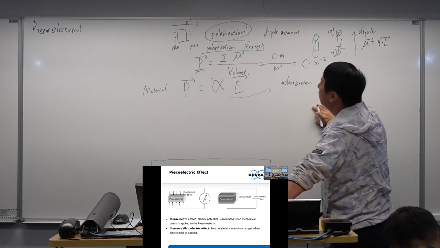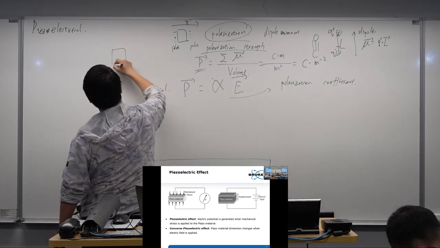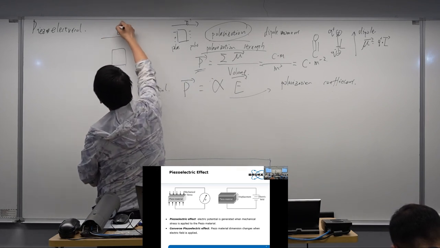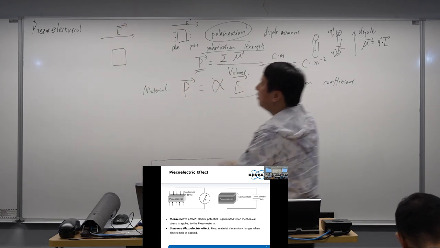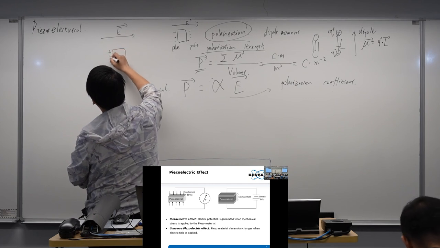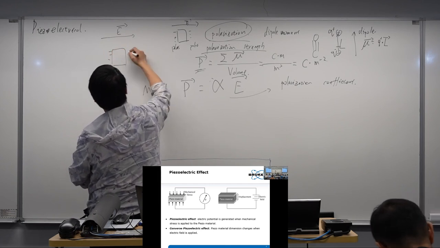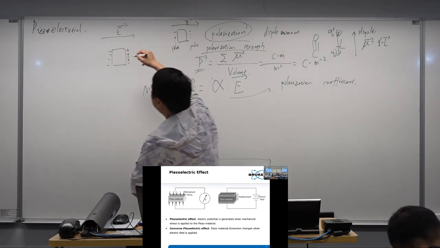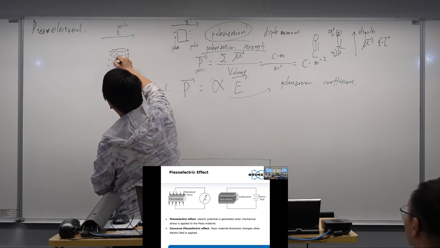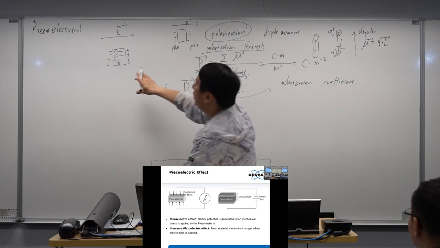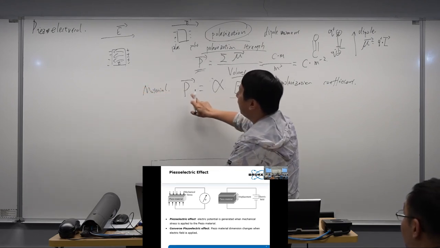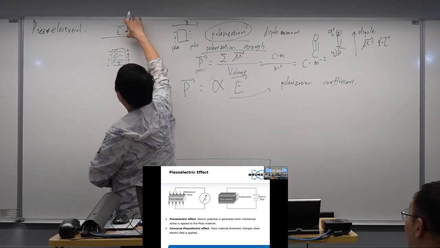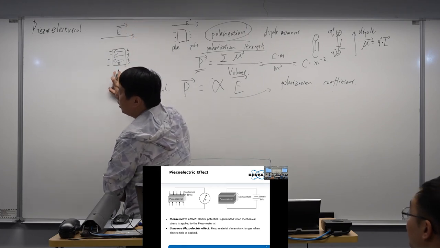Okay, when we have a material, if we apply an external electric field on it, then this material itself will be polarized, and it will contribute an internal electric field. This internal electric field is described by P. So inside these materials, there will be the external field plus its internal electric field.